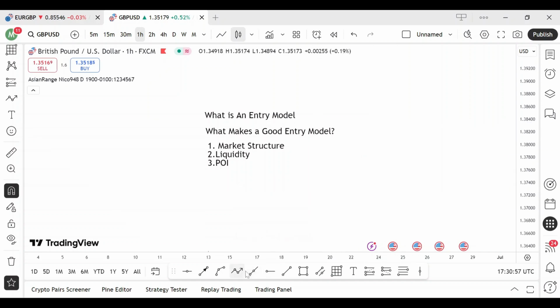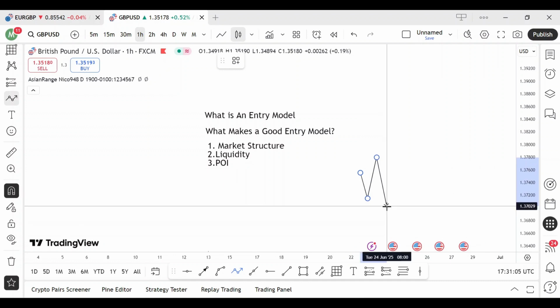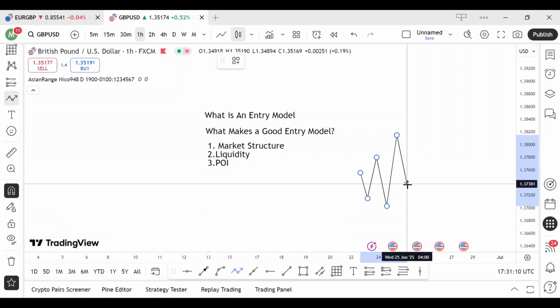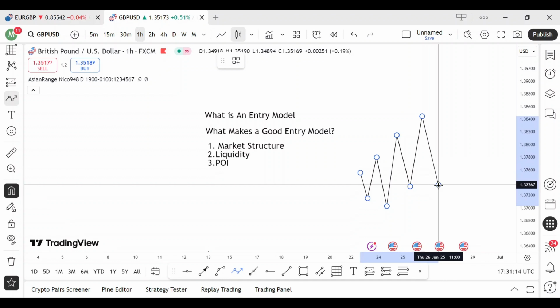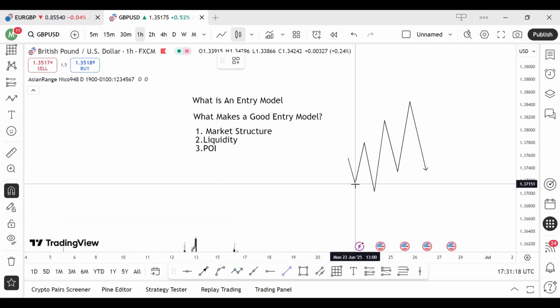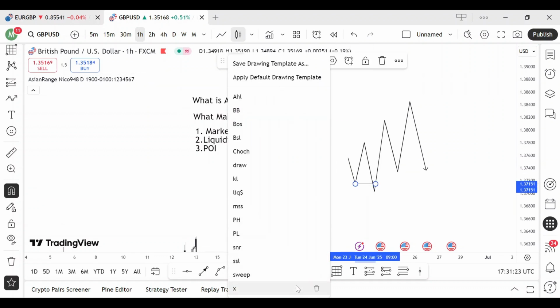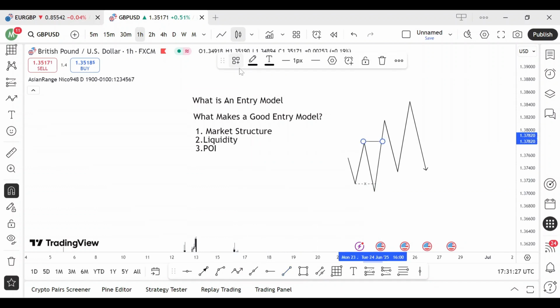First, it must be in line with market structure. So what are we looking for? In a buy scenario, we are looking for the market to give us a shift in market structure, then a break of structure, then liquidity, then our POIs. What does that mean? It means we must have a sweep of liquidity, then a break of structure to the upside.